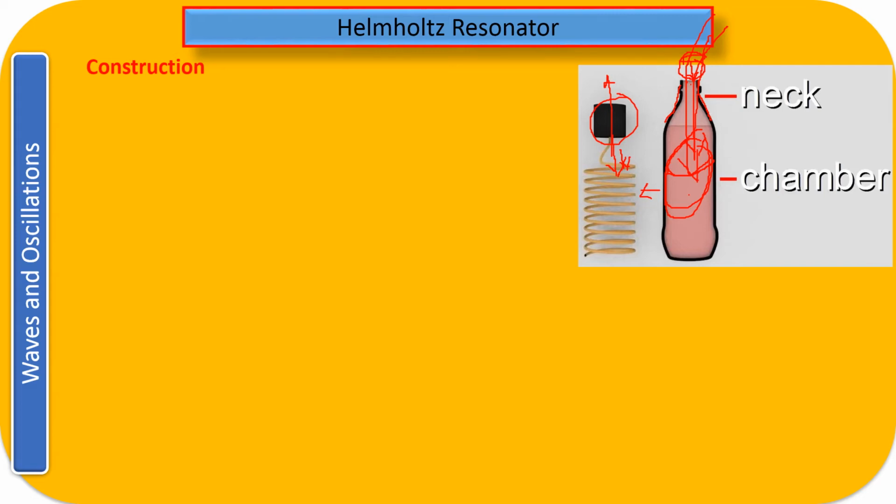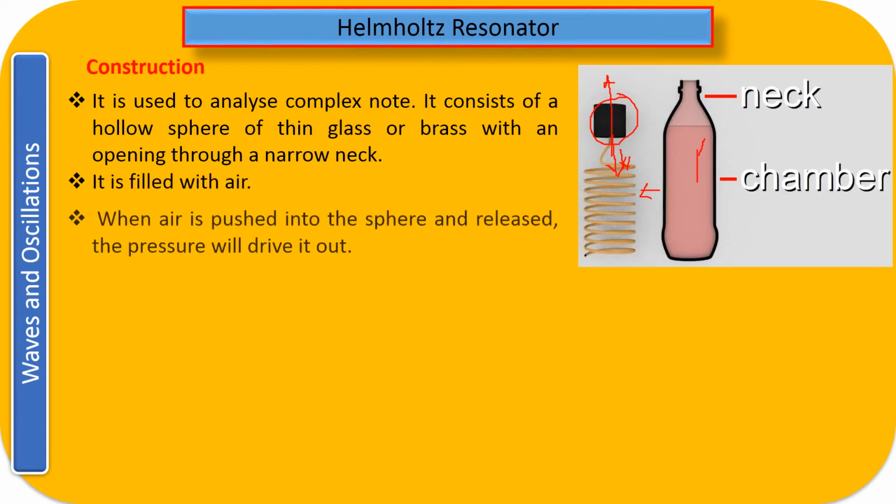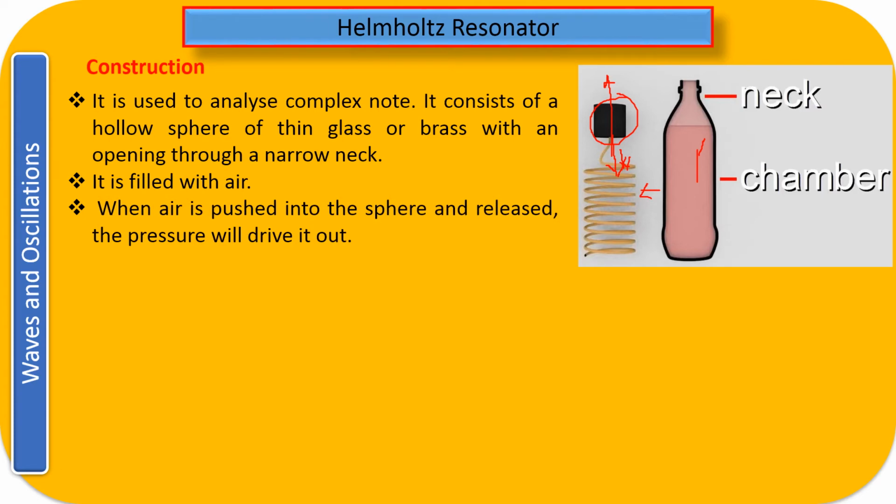So now let us try to understand the things that I have written. It is used to analyze the complex note. It consists of a hollow sphere of thin glass or brass with an opening through a narrow neck. So as you can see, you have got the opening of a very narrow neck. It has got the opening. All right. It is filled with air, of course. When air is pushed into the sphere and released, the pressure will drive it out. So this is what I have explained to you.